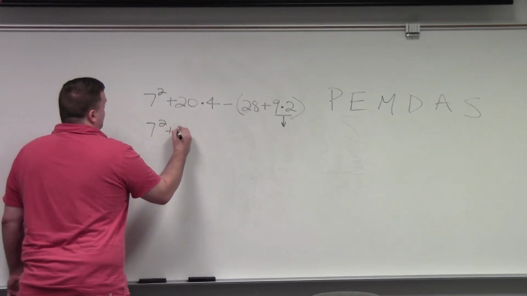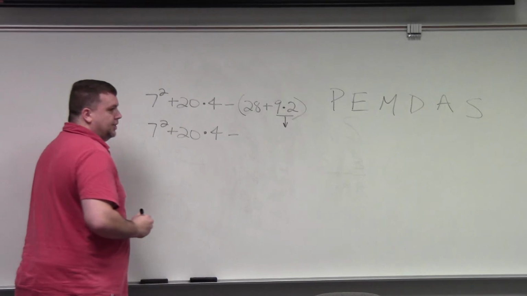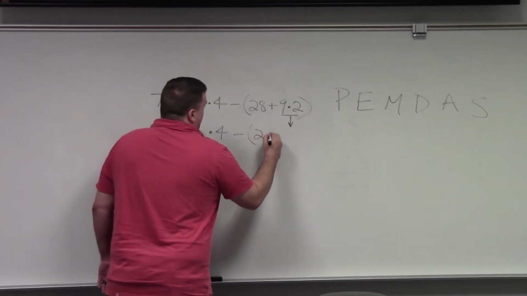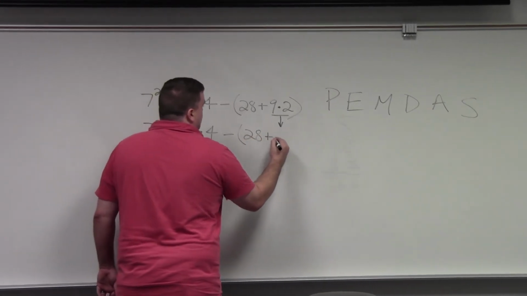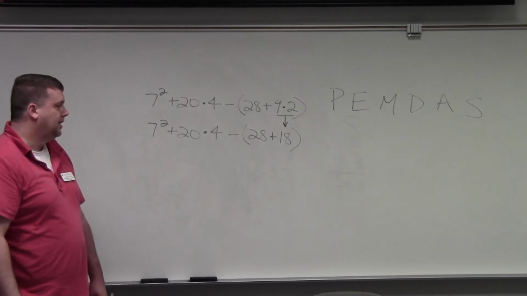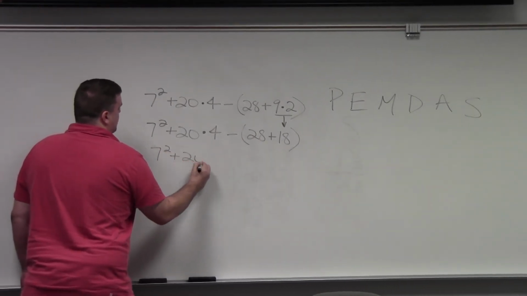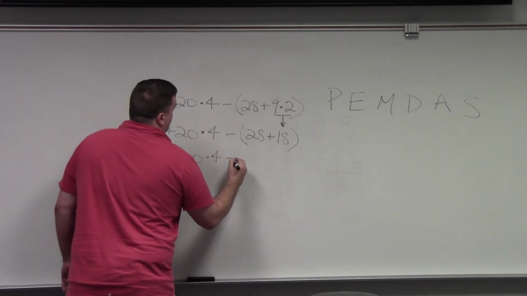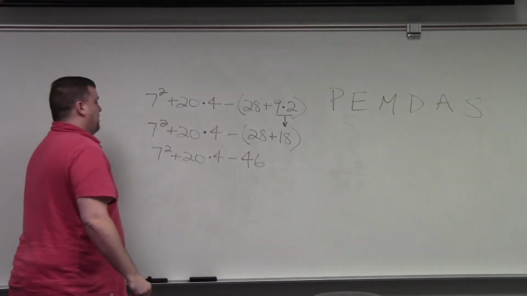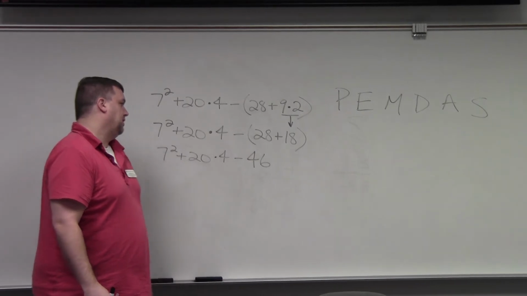My suggestion, even though there's a lot of other stuff, we just have to keep writing it down, is to just copy it down the stuff that you're not changing. Because it's very easy to lose something if you don't. We still have 28 there, and then 9 times 2 is 18. We still have one more operation to take care of in the parentheses. So copy it down. And I heard somebody say 46, correct? Now we have 7 squared plus 20 times 4 minus 46.